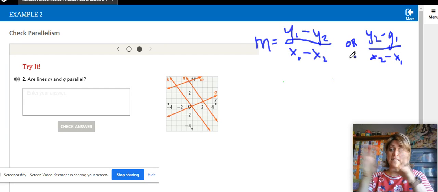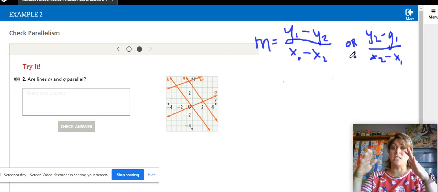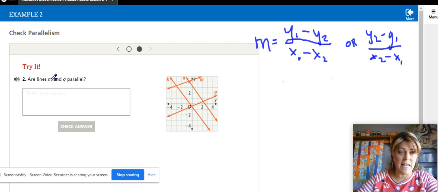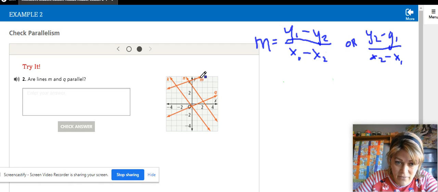Basically, you're taking the difference of the y's and the difference of the x's. But just make sure, if you're using the second point at the beginning, then the first point, see the ones, has to be after. If you're using the first point at the beginning, then the second points have to be after. So let's do this. Lines M and Q. So M is here. We've got to find 2 obvious points.